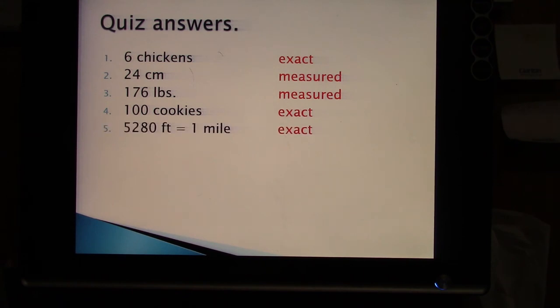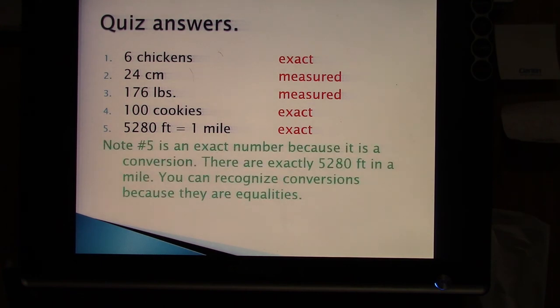5,280 feet equals 1 mile. That's an exact number. All conversion factors are exact numbers because they're equalities. There's exactly 5,280 feet in 1 mile. All right, let's move on to the next topic.